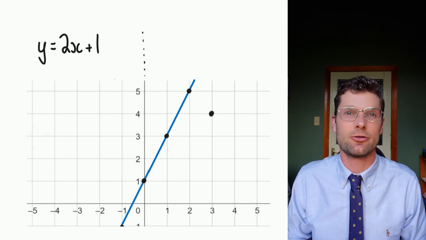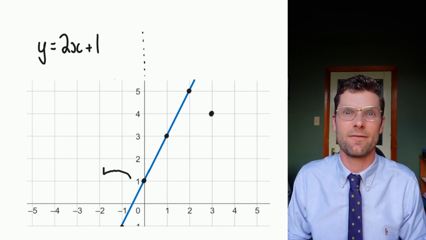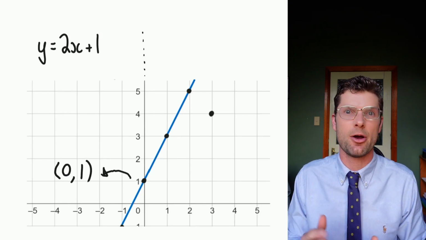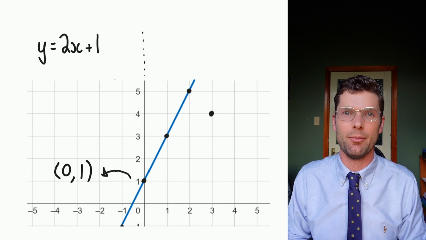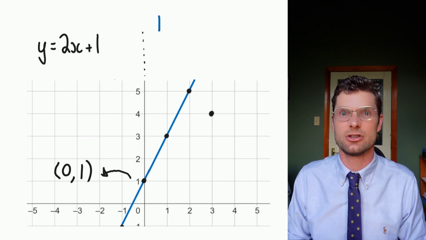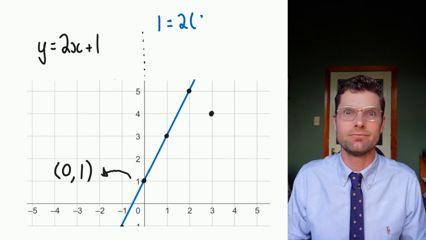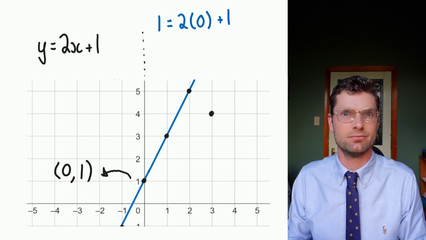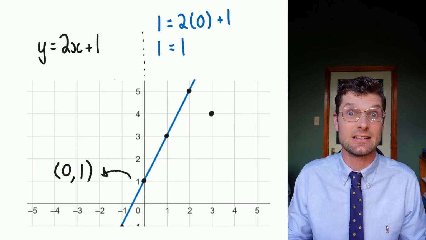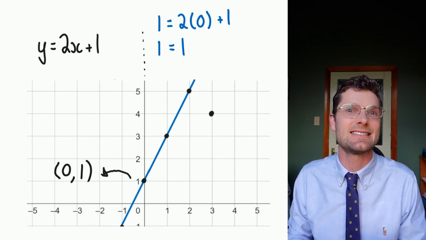So if I've got y is equal to 2x plus 1, the first point that I've got here is at 0, 1. That's the y-intercept. X is equal to 0 because it's on the y-axis, and we're 1 up. So I'm just going to sub this into the equation that was given. Y is equal to 2x plus 1. That means that I've got 1 is equal to 2 times 0 plus 1. 1 is equal to 1. That actually makes a lot of sense. This means that this point is on the line because this statement is true.